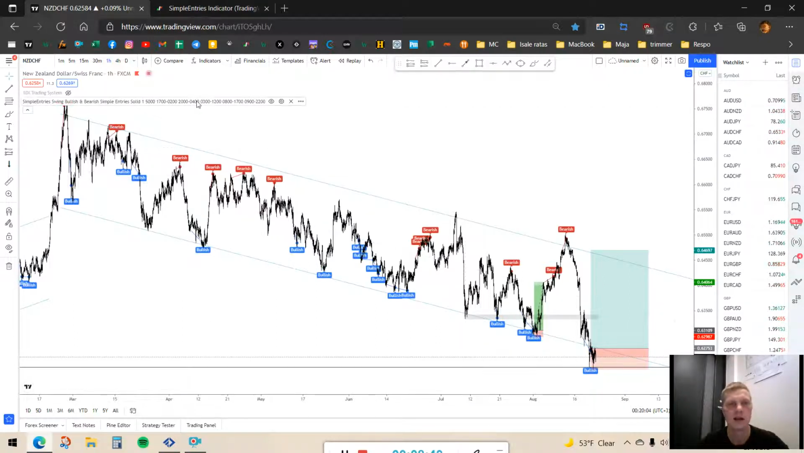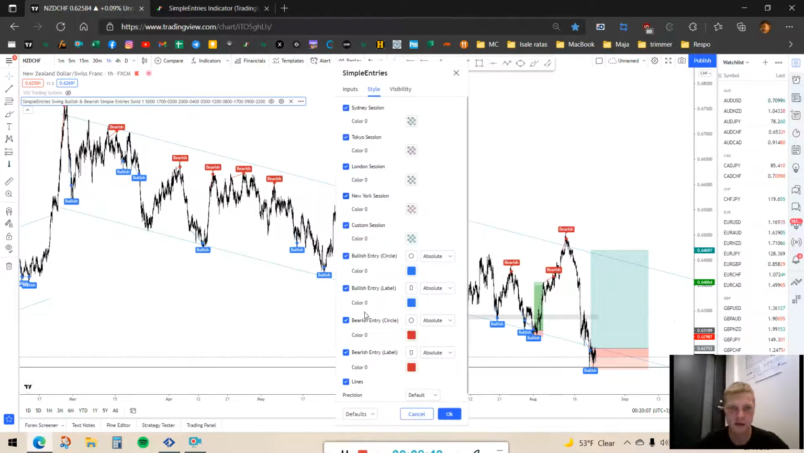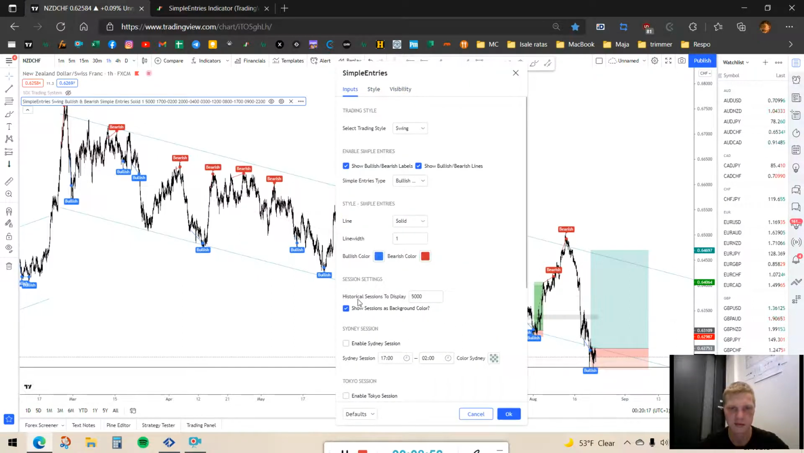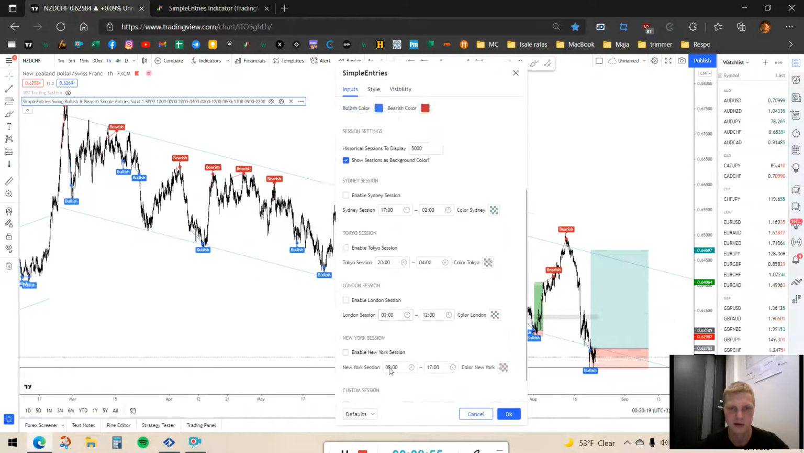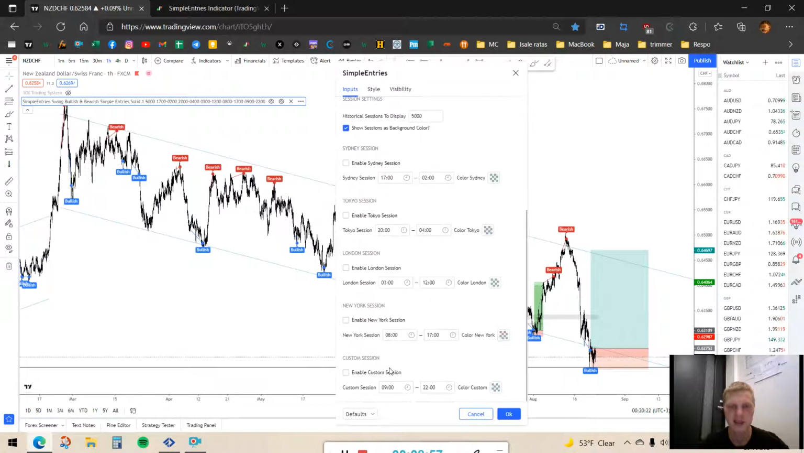Oh yeah. You can enable and disable different sessions, like the London session, and you can customize your own. Basically, one setting I haven't used, and I don't think I'm going to use at all, is the session part. You can enable different sessions and see which sessions signals work best.